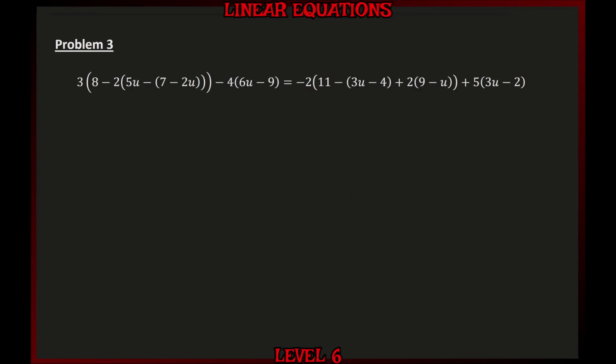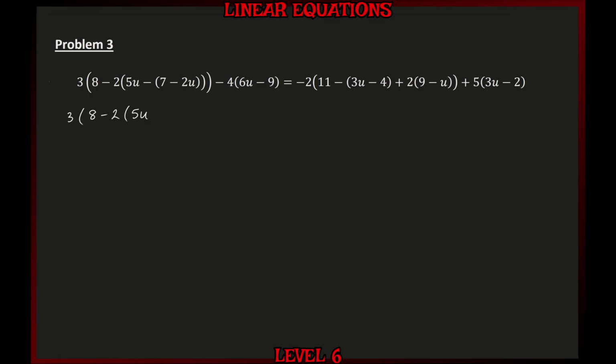In problem 3, we're solving an equation that has brackets inside other brackets. And so what we're going to do here is start with the innermost brackets and work our way outwards. So on the left, we have 3 multiplied by 8 minus 2 multiplied by 5u.